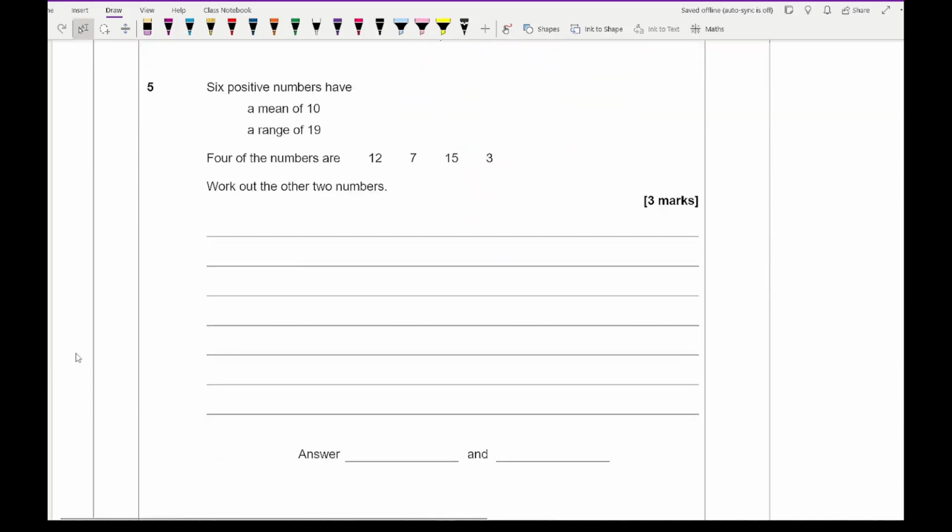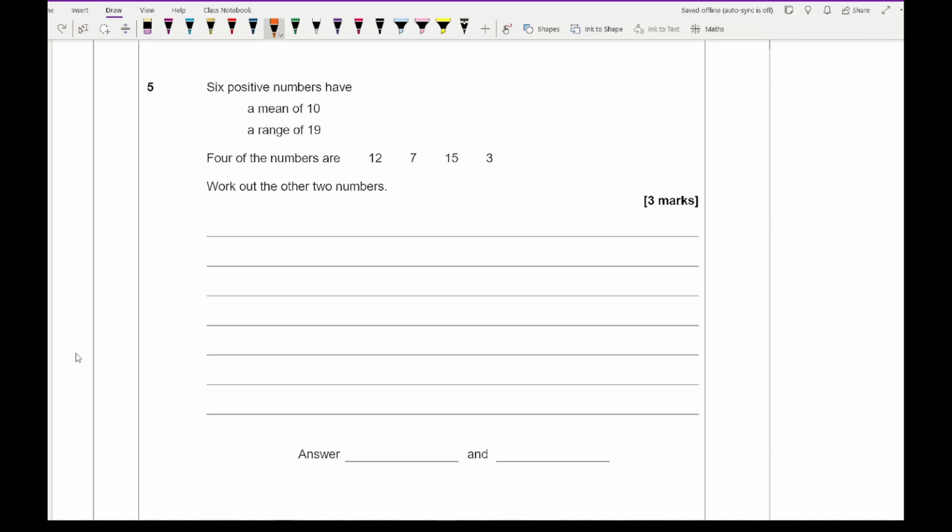Moving on to question 5, it says 6 positive numbers have a mean of 10 and a range of 19. 4 of the numbers are 12, 7, 15 and 3, and it says work out the other 2 numbers for 3 marks. Now this one might be a little bit more time consuming. Sometimes you might get it straight away, or it might be a question that you have to come back to because there may be some guessing or some mathematical intervention to get you the correct answer.